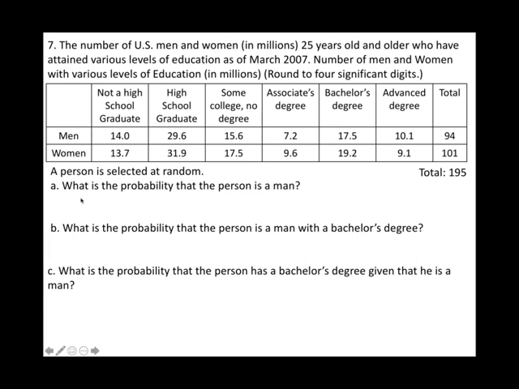Okay, A here. What is the probability that the person is a man? So write down what you're looking for. Probability of man. Basic probability. Favorable outcome over the total outcome. How many persons are men? So we have 94, right? Out of the total outcome, which is going to be 195. You should get 0.4821.